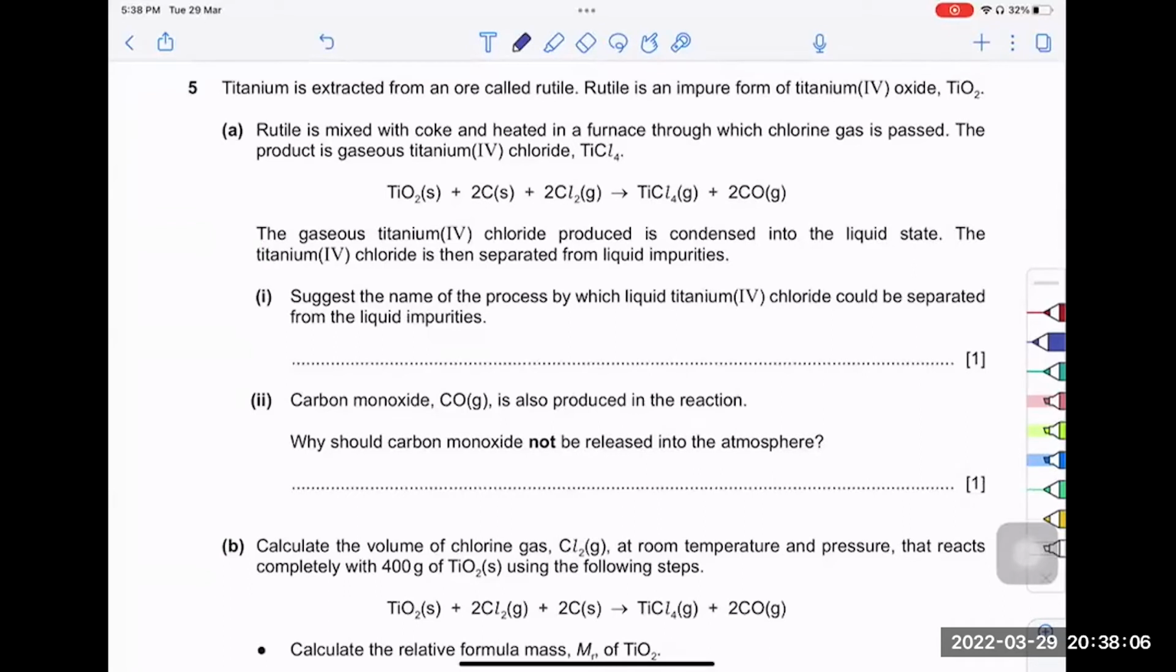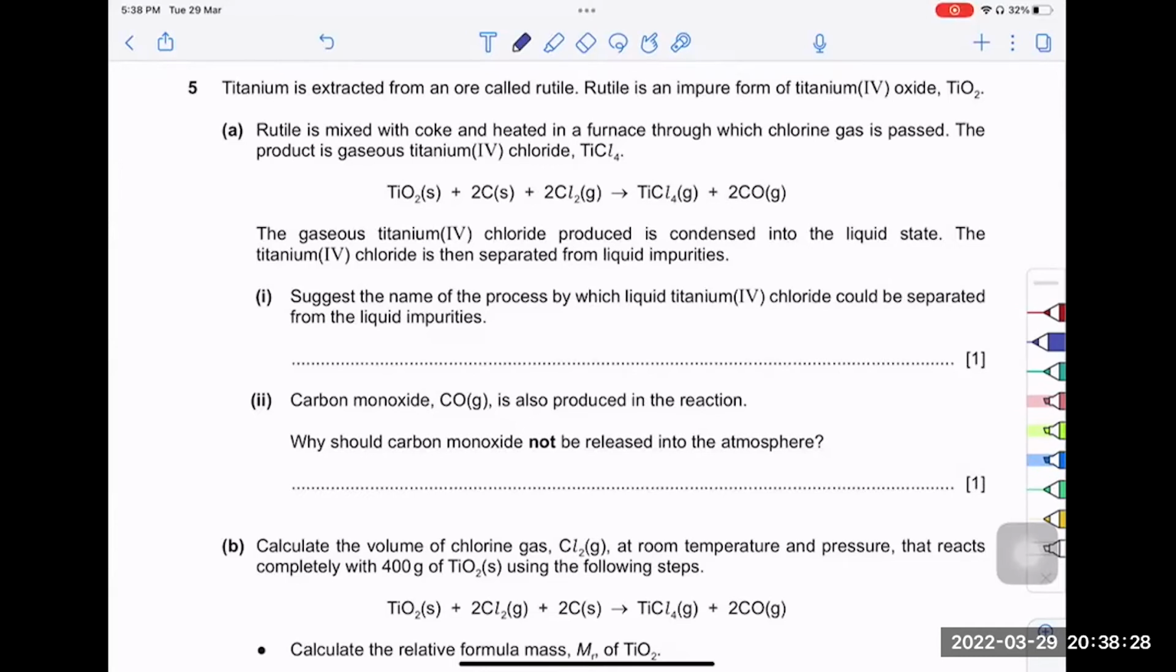The reason they're doing this is because carbon is more reactive than titanium. That's why. The product is gaseous titanium 4 chloride. Obviously यहाँ पे क्या हुआ है? That titanium metal की बजाय titanium chloride आ गया. Obviously there might be a reason behind it. The gaseous titanium 4 chloride is condensed into liquid state. The titanium 4 chloride is then separated from liquid impurities.